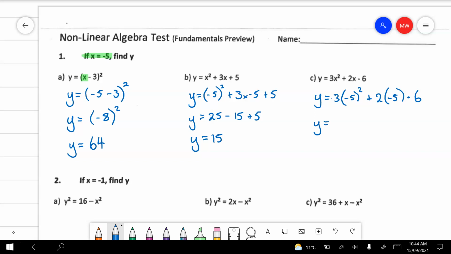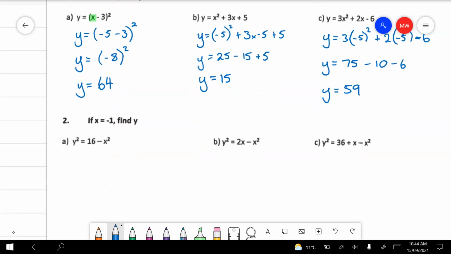So minus 5 squared is 25. 25 times 3 gives me 75. Then I've got 2 times minus 5 gives me minus 10. And then I've got a minus 6 on the end. That's a negative there. We'll solve this one. 75 minus 10 gives me 65, and 65 minus 6 gives me 59 as my final answer.